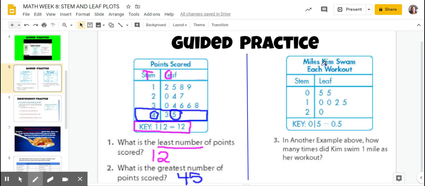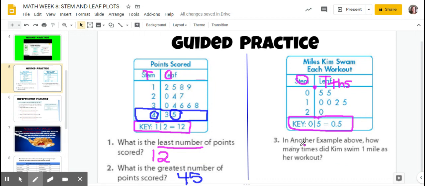Now let's look at the number of miles Kim swam each workout. Remember our first step, we have to look at the key. This key says if there's a 0 in the stem and a 5 in the leaf, the number is 5/10. Now we know that the stem represents the ones place and the leaf represents the tenths. That means that these are decimal numbers. We're going to use this information to help us answer the question.